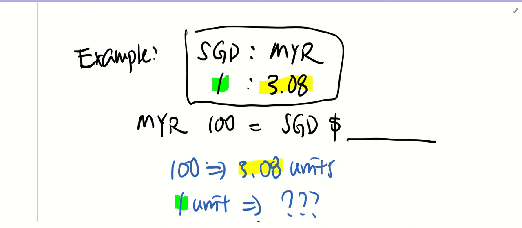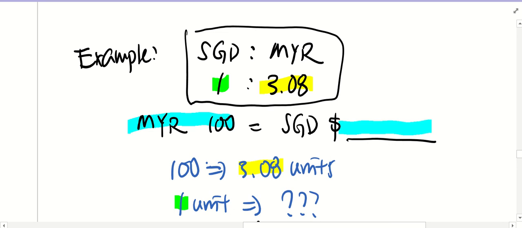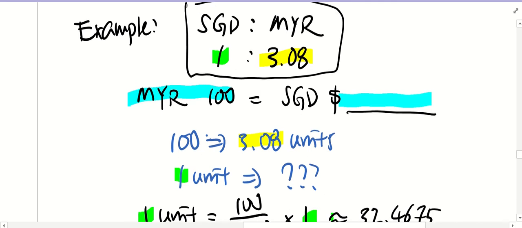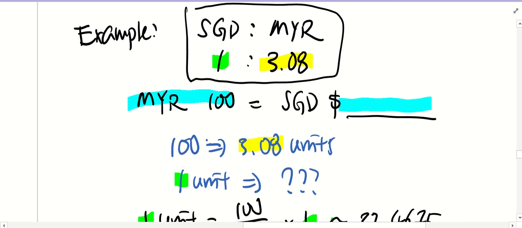So typically the question will ask, for instance, if I have 100 Malaysian ringgit and I go to the money exchanger and ask to exchange for Singapore dollars, how much Sing dollars would I get back? Typical questions will go something like this. So let's take a look. If we like to think in terms of units, then we can treat the ratio as units: 1 unit of Sing dollars is to 3.08 units of Malaysian ringgit.